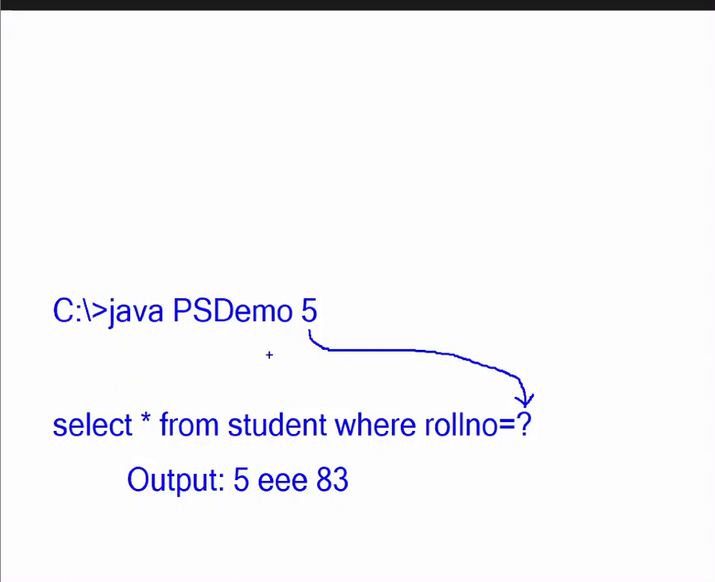Java PreparedStatementDemo, roll number only I'll pass. Then that particular record should come. The roll number 5 record has to display. This is dynamically I'm passing, and in this query we have to insert it and bring the output. This program you are going to see. Write this one.